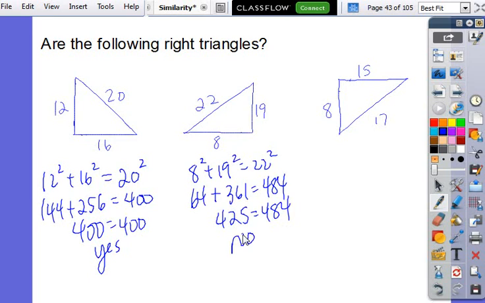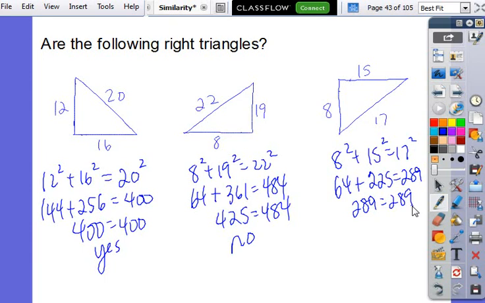All right, tell me where to put the numbers here. 8 squared plus 15 squared, and then 17 is going to be c. So 64 plus 225 equals 289. Yep. Same number on both sides, that's a yes.